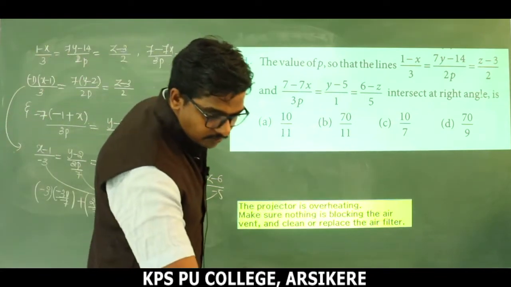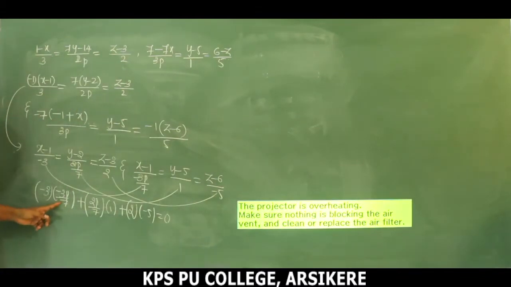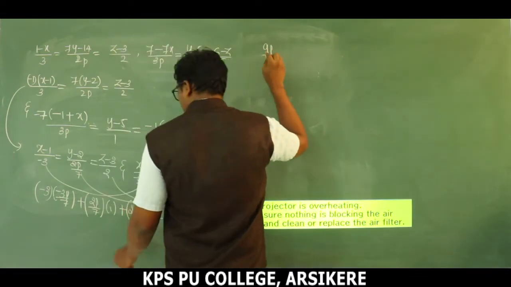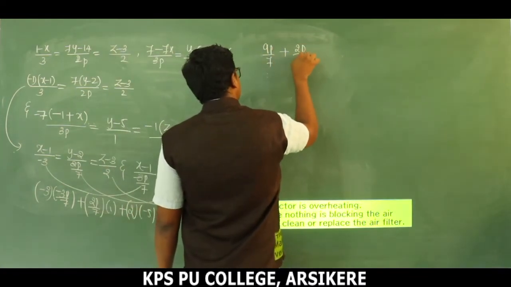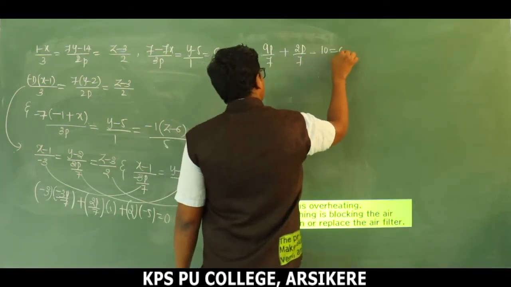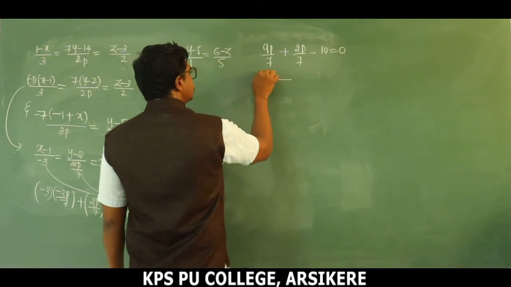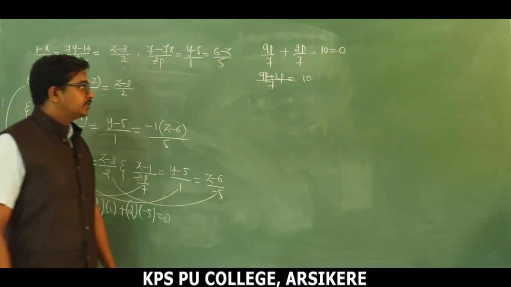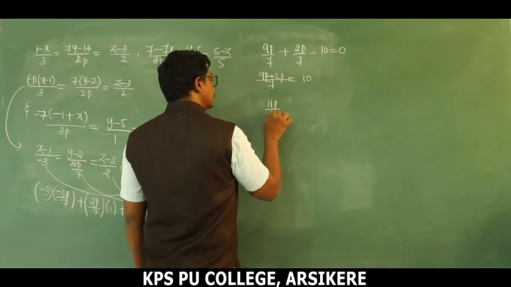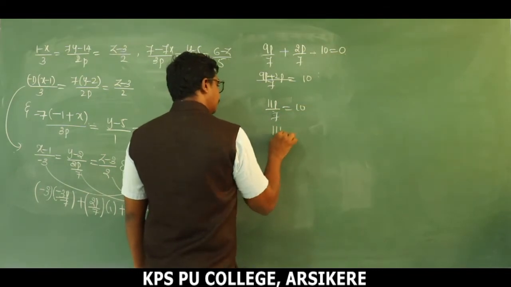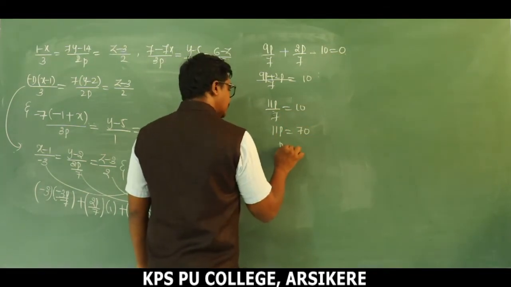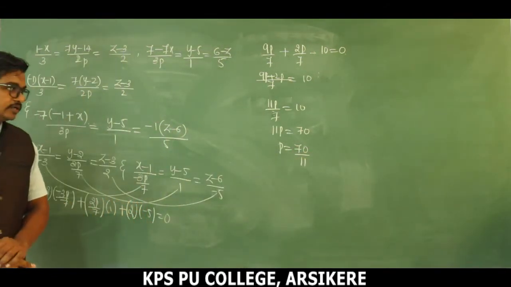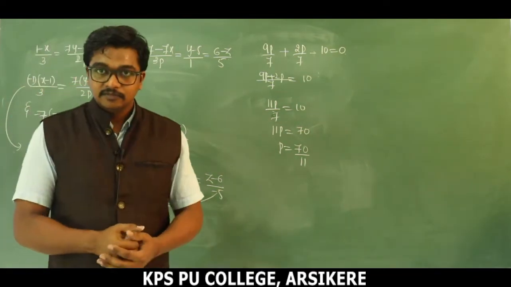Once this is equal to 0, write this term: 3 threes are 9, this is 9p divided by 7, and the second term plus 2p by 7 and minus 10 is equal to 0. 7 is the LCM, this becomes 9p plus 2p is equal to 10. When we take minus 10 to the right hand side, that becomes plus 10. This is 11p divided by 7 is equal to 10. 11p is equal to 70, p is equal to 70 divided by 11. This is our answer.